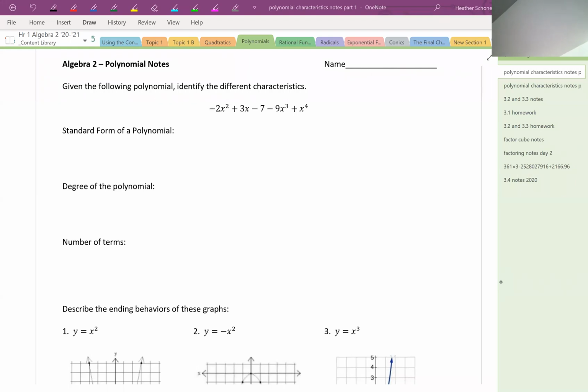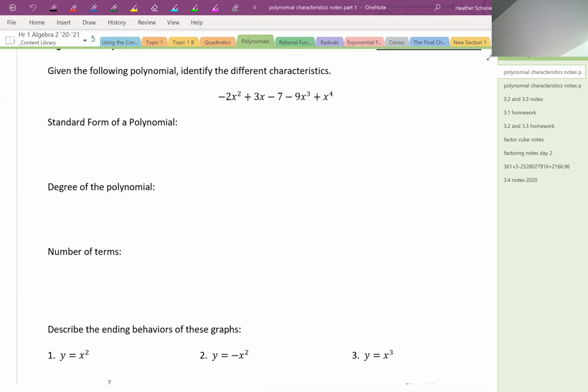Okay, this video is about polynomials and the different characteristics that they have. For this first section, we're going to look just at this polynomial that I have at the top. And first, we're going to talk about standard form of a polynomial. Standard form is when you write all the terms in descending order.